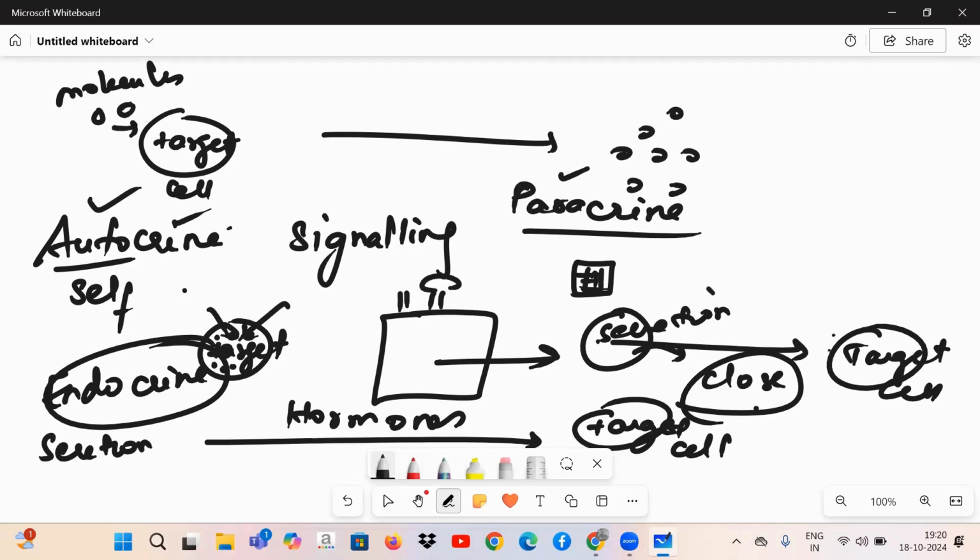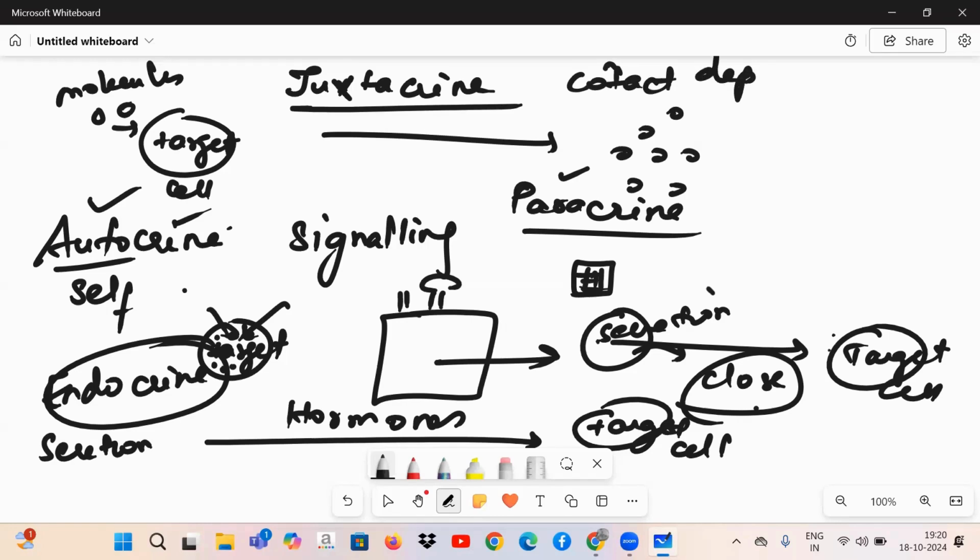The next signaling is juxtacrine. Any idea what it is? Just the position is opposing, so something like that. It is contact dependent, which means the cells have to be in physical contact with one another. The signal molecules are not free. They are bound to the surface of the signaling cell, like this.